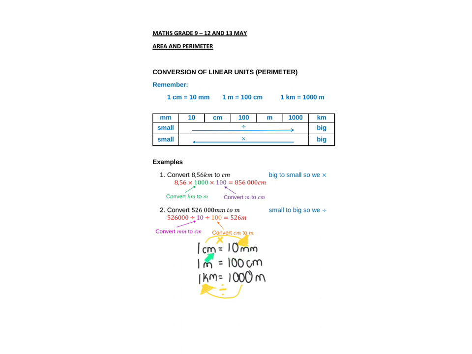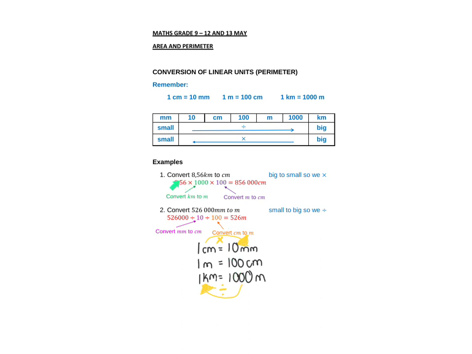So from millimeters to centimeters we would divide by 10. Then from centimeters to meters we divide by 100. From meters to kilometers we divide by 1,000. And then the other way, centimeters to millimeters we times by 10. Meters to centimeters we have to times by 100, and kilometers to meters we times by 1,000.